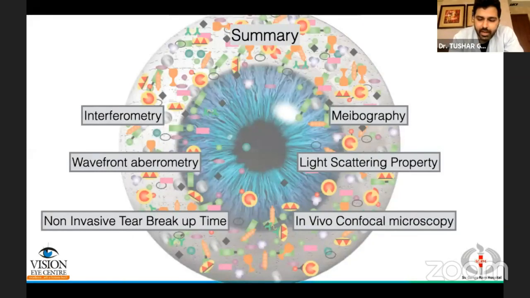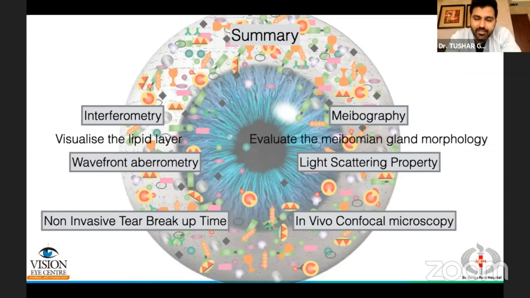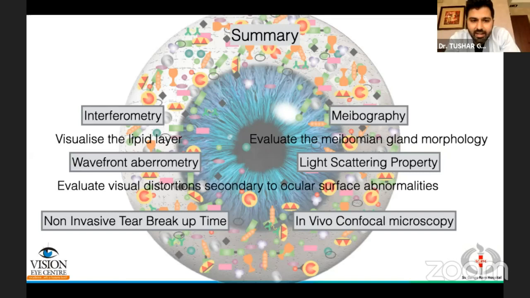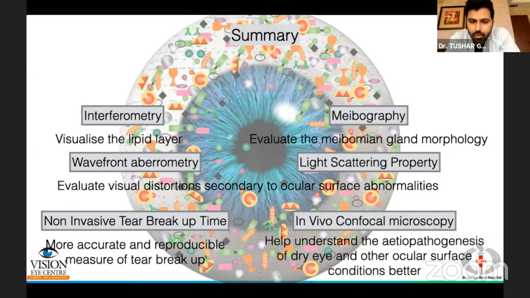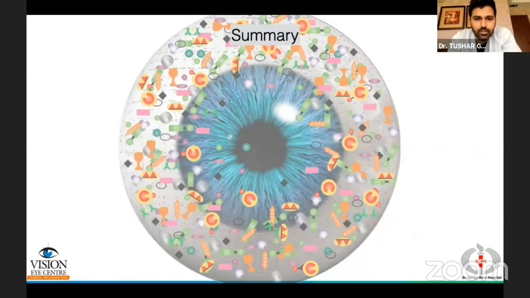So to summarize, interferometry helps us visualize the lipid layer. Meibography helps us evaluate the meibomian glands and based on that decide our treatment for meibomian gland dysfunction. Wavefront aberrometry and light scattering evaluate visual distortions that are happening secondary to ocular surface abnormalities. Non-invasive tear breakup time is a more accurate, non-invasive and reproducible measure of tear breakup. In vivo confocal microscopy gives us various new insights into understanding dry eye and various ocular surface conditions. Might not be a great clinical tool, but a very, very useful research tool.